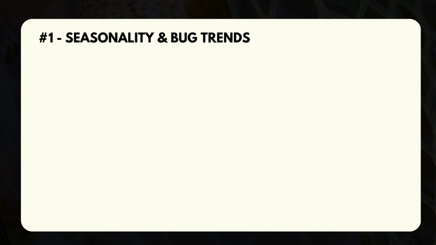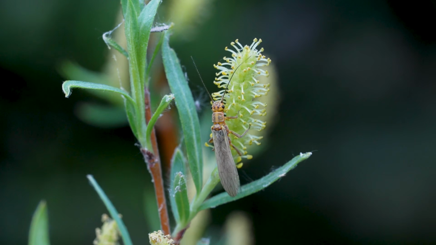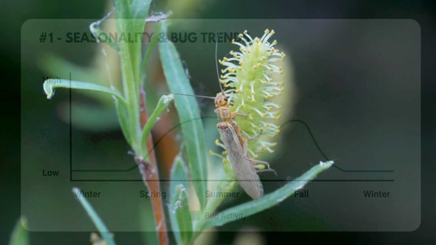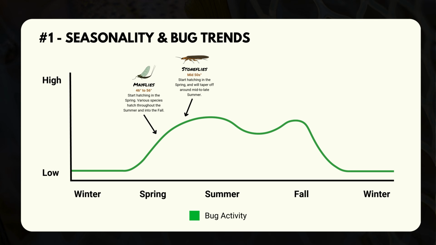Number one is we've got seasonality and bug trends. Now, we covered the details on this in a previous video, but here's the quick version. Different insects hatch at different times of the year, meaning flies that work in the spring might not be as effective in the fall. For example, in the spring, you'll need a bunch of mayfly and stonefly patterns.